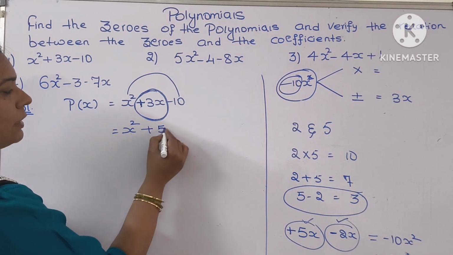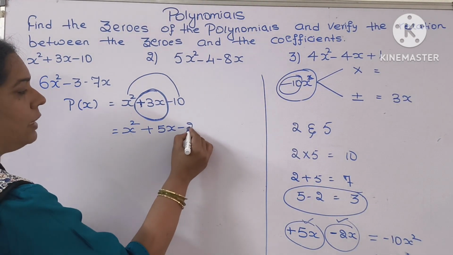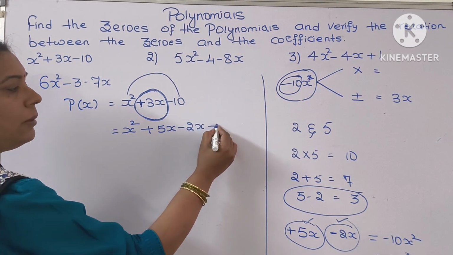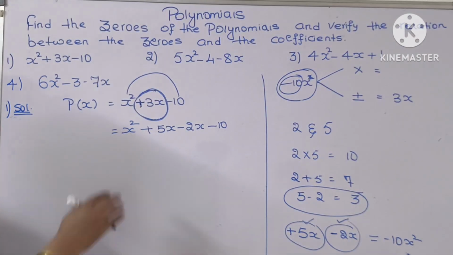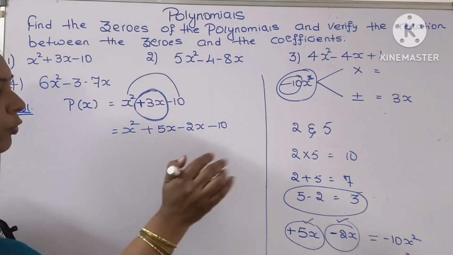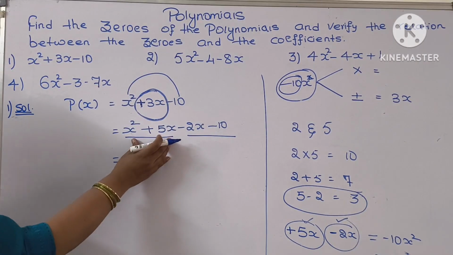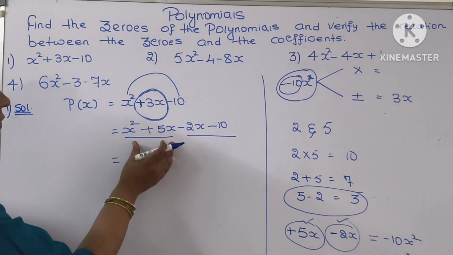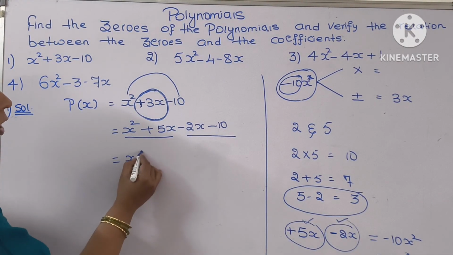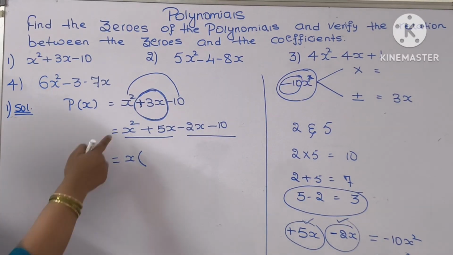So you can write it as plus 5x minus 2x and then write the last term again. Now, instead of 3 terms, I have 4 terms. Now, consider the first 2 and the last 2. What is common in the first 2 terms? The first 2 terms contain a common x. So, take x common out.